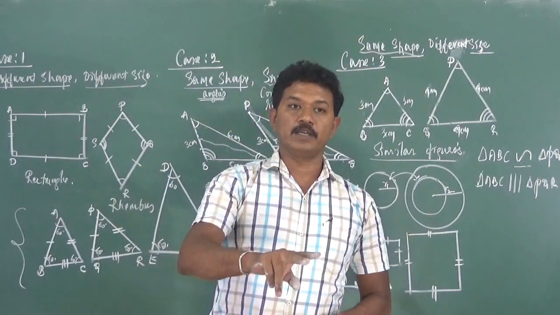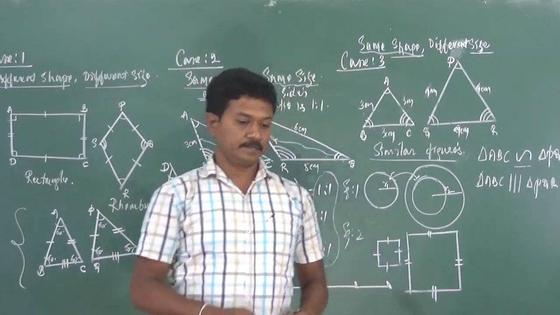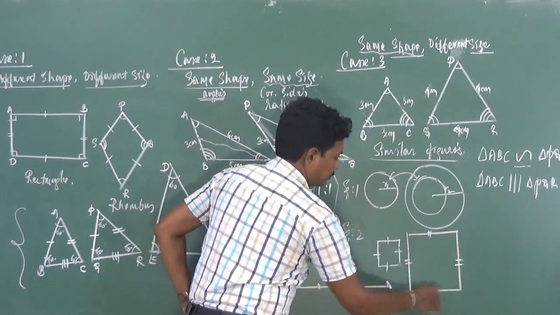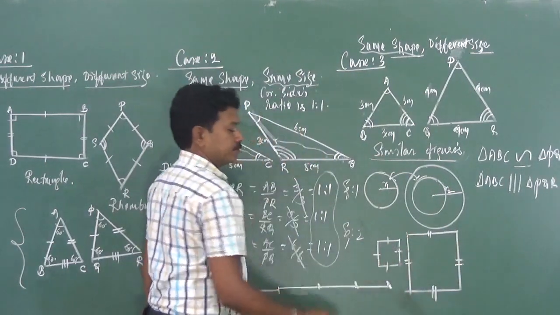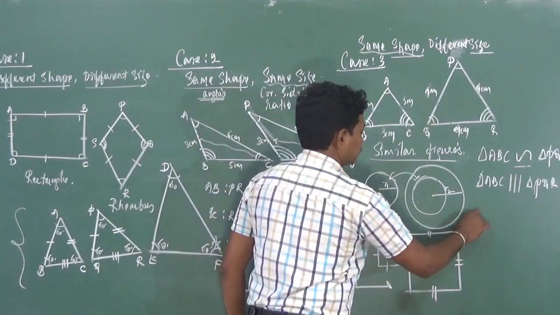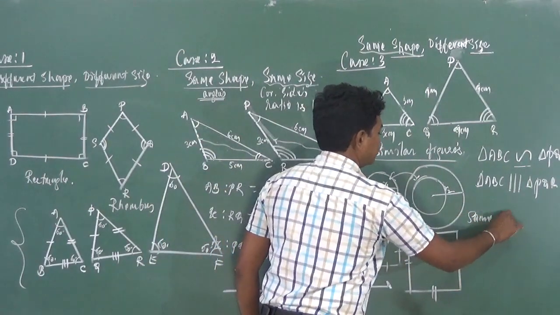When do 2 polygons become similar? So, this is a polygon, this is also a polygon. When do these 2 polygons become similar? If they want to become similar, they should have the same shape.